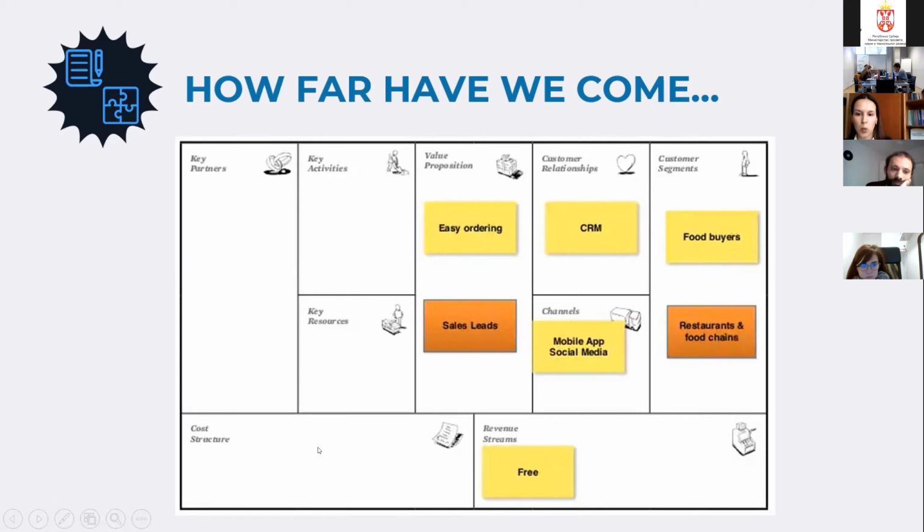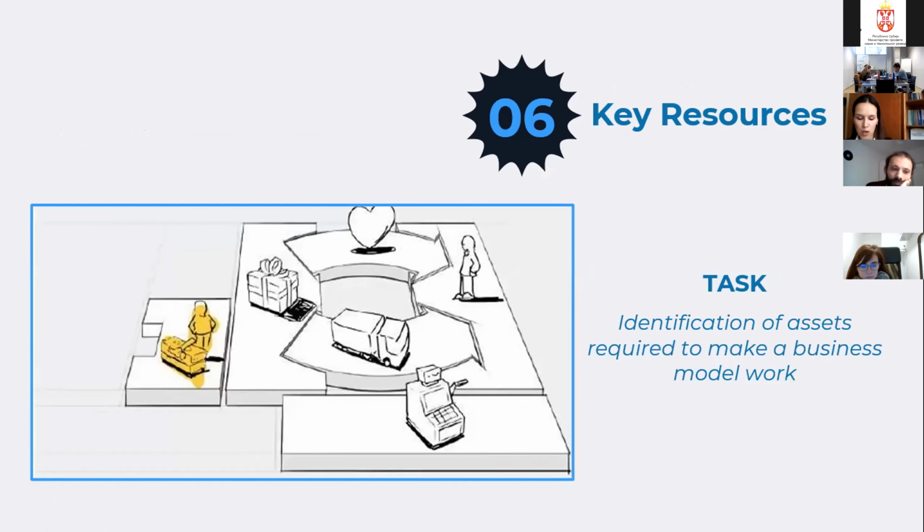One more time, when we create a business model with this tool, always start from the right side and then move to the left side of the canvas. So the next block of the business model canvas is key resources. Here the main task of the entrepreneur is to identify the most important assets required to make a business model work.